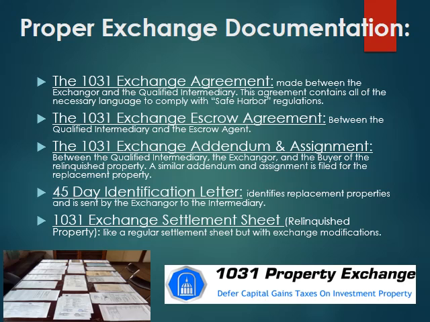And then you've got to have a 1031 exchange settlement sheet. It's like a regular settlement sheet, but it has some modifications for exchanges. In other words, it's the HUD-1 document.